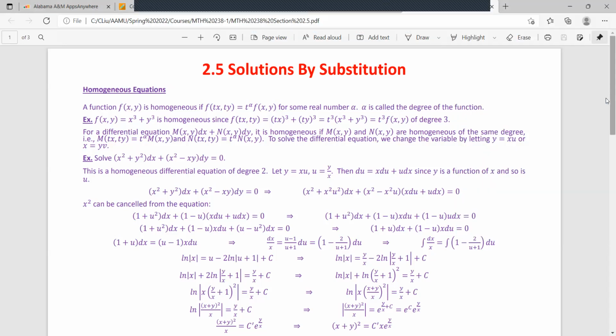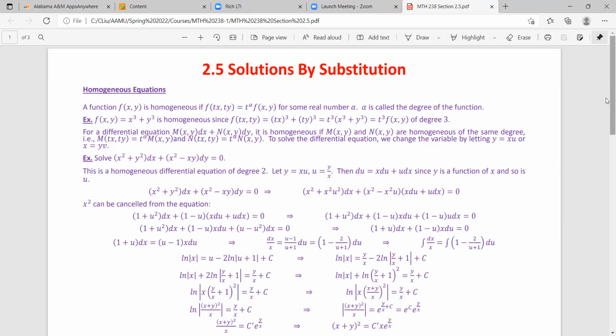Okay, so we just finished 2.4, exact equations. So we started from separable equations in 2.2, and then we did linear first order differential equations, and then we did exact equations. So all the topics are for first order differential equations.